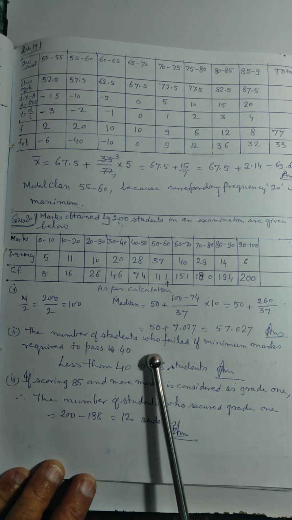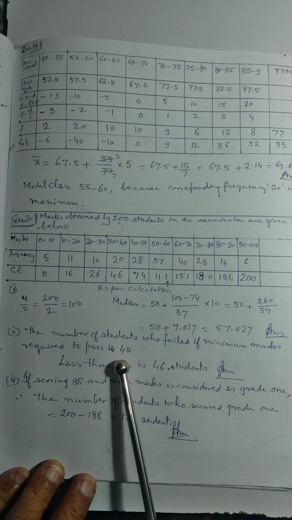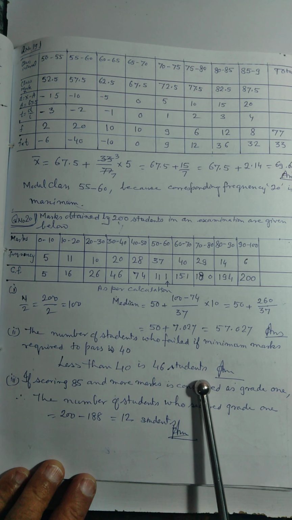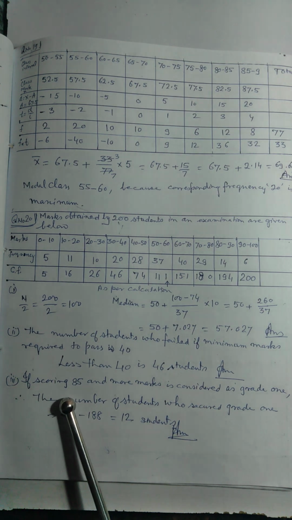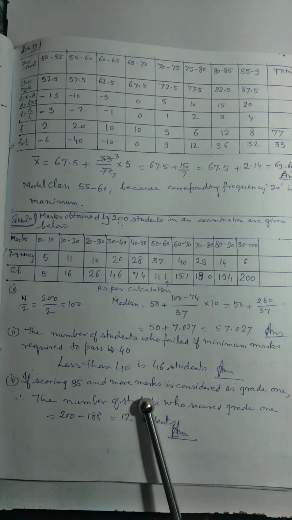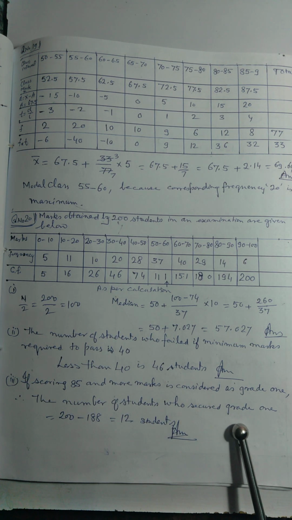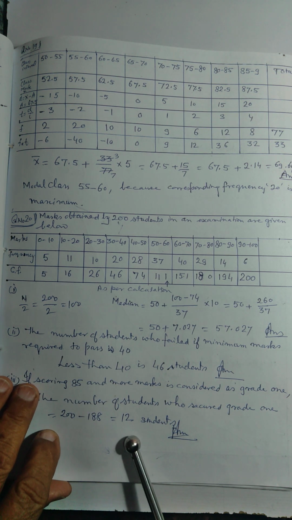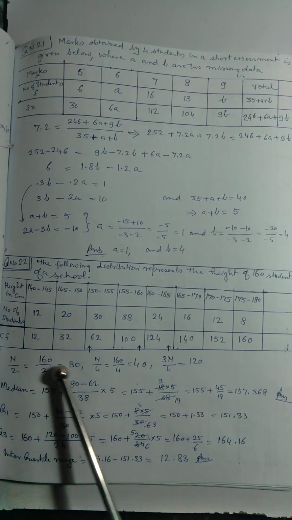The number of students who failed, if the minimum marks required to pass is 40, is those with less than 40, that is 46 students. If scoring 85 and more marks is considered as grade 1, the number of students who secured grade 1 will be equal to 200 minus 188, that is 12 students.